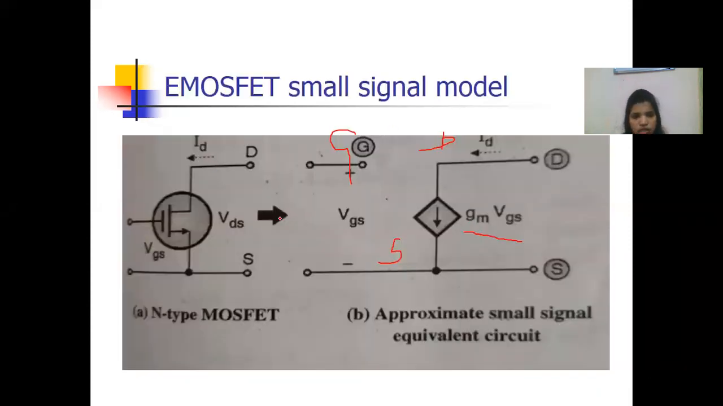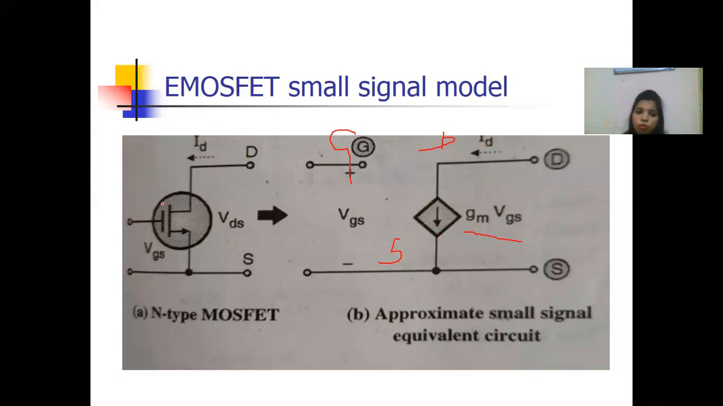See, this is the MOSFET symbol. First of all, we should learn how to convert this symbol into the small signal model. So there are three terminals: gate, drain, source. The source is grounded. Now at the drain, your output current is proportional to the input voltage, and that proportionality constant is gm. So id equals gm vgs. That is your current source. So id equals gm vgs, this is your drain side.